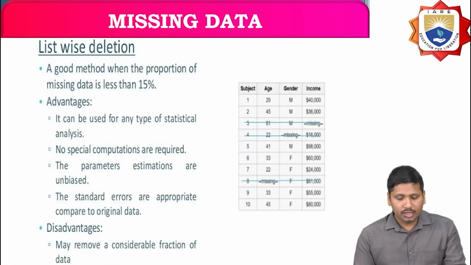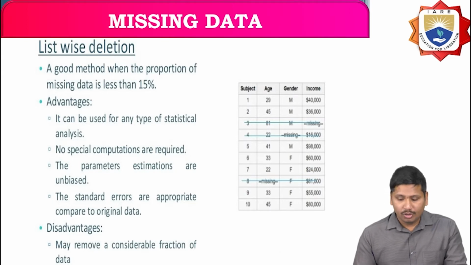So see the first one here, listwise deletion. It is a very good method when the proportion of missing data is less than 15%. The advantage is that it can be used for any type of statistical analysis and no special computations are required here. The parameter estimates are unbiased, and the standard errors are appropriate when compared to the original data. So these are the advantages of this method. The disadvantage is that it removes a considerable fraction of the data.